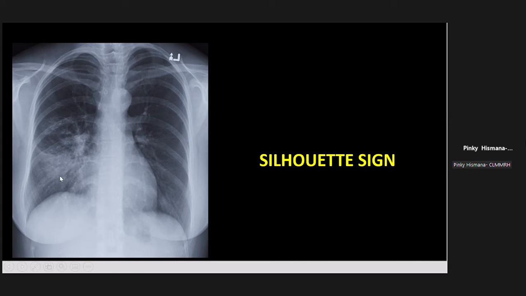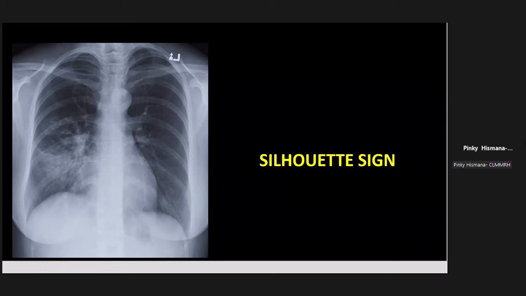So now, this is one of the ways for us to check if there's a pathology. One way for us also to determine if this opacity is pathologic would be to check for silhouette sign. What is that silhouette sign?